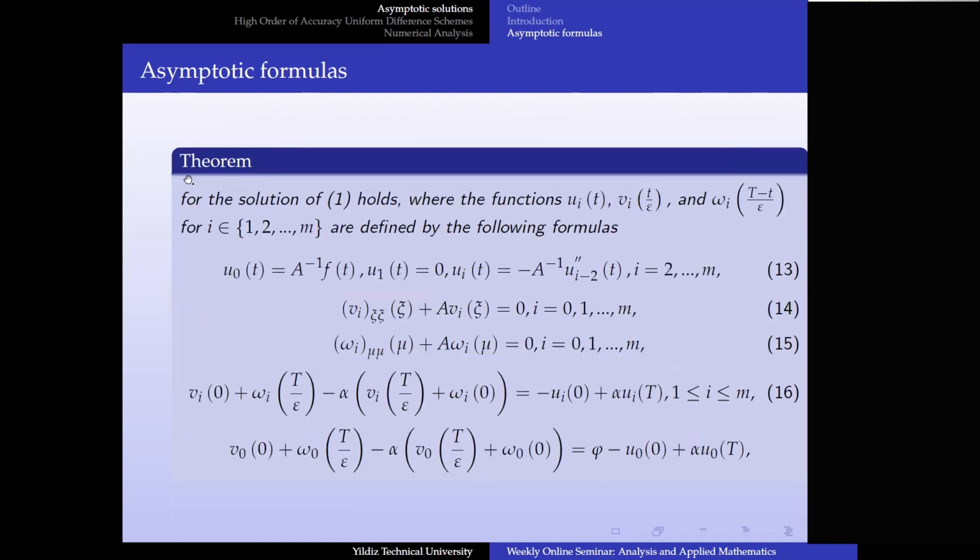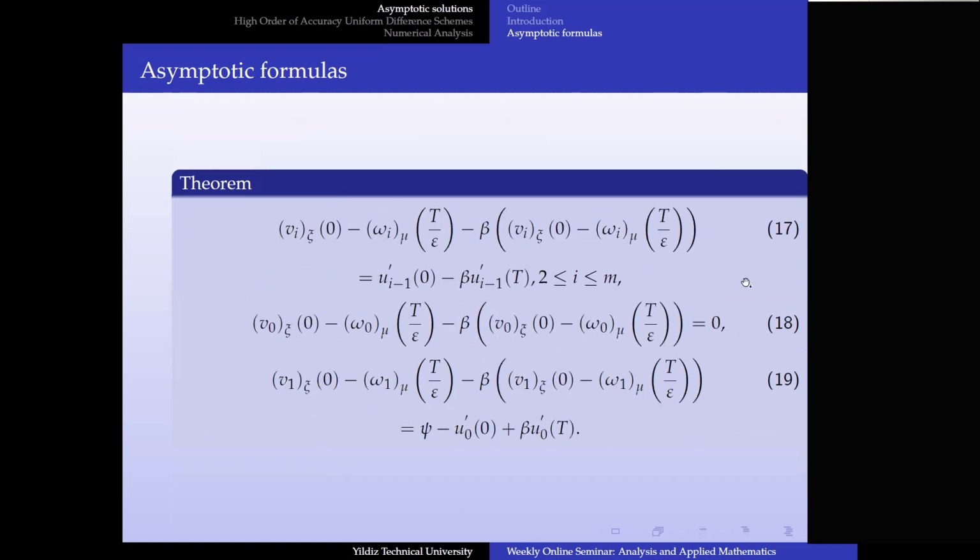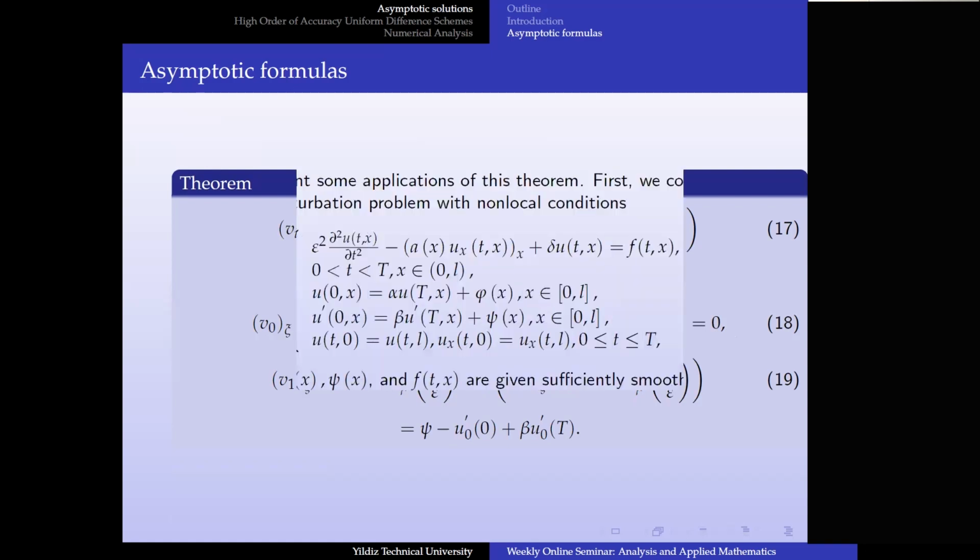Here, for problem 1, we have the following equations in the third statement of the theorem, in which we have the relations with U0, U1, and V_i and omega_i with equations 13, 14, 15, and 16, and also three more equations with respect to this.